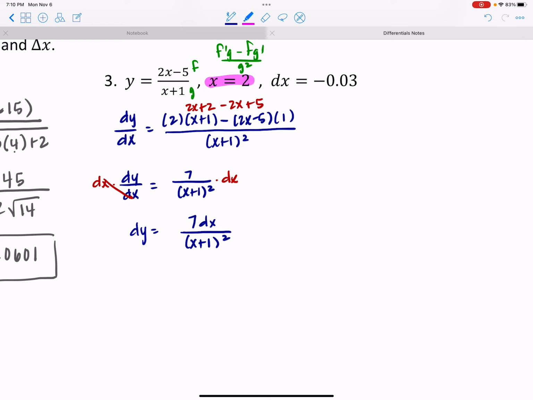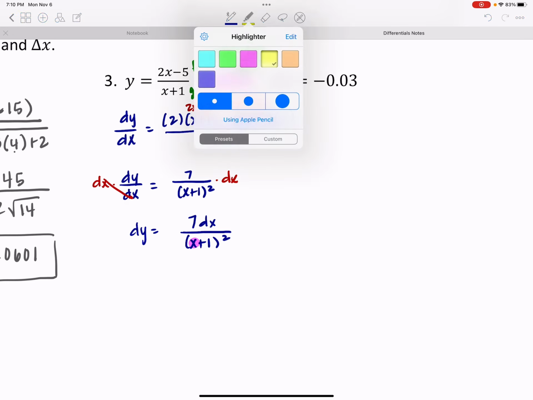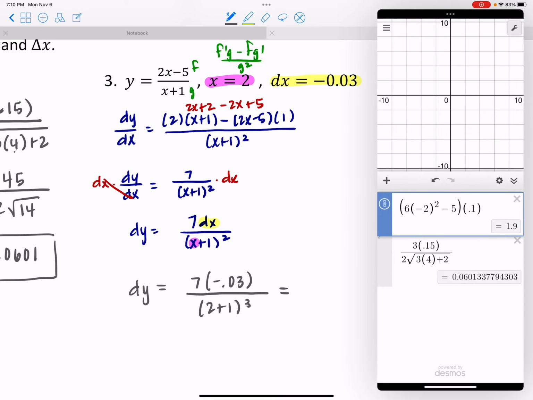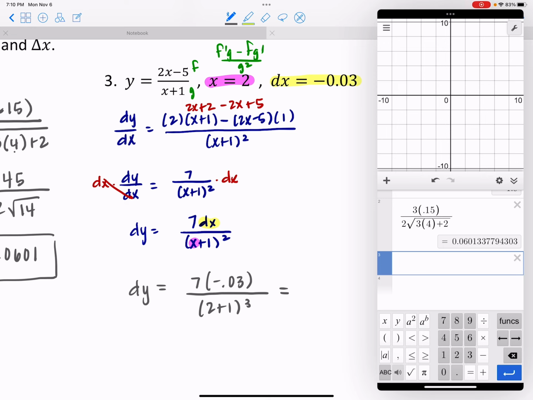So I know x equals 2, that's going to go in there. And I know the differential of x, the change in x, is going to be negative 0.03, that's going to go there. So our specific dy in this case is going to be 7 times negative 0.03 divided by (2 plus 1) cubed. And 2 plus 1 is 3, 3 cubed is 27. Nothing's going to reduce. Actually, the 3's can kind of reduce, but I'm not going to mess with it. I'm just going to put that in the calculator.